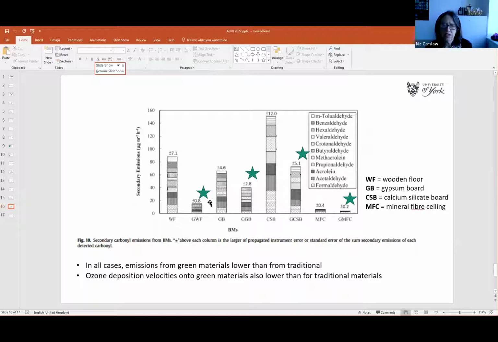And then this is a nice summary slide of basically a side-by-side comparison. So this is the kind of emission rate of the secondary products that they were looking at. And on the left-hand side for each of these pairs, we have the traditional material. And then on the right-hand side, we have the green equivalent. So we've got wooden floors, gypsum board, calcium silicate board, and mineral fiber ceiling. So in all cases, the green products seem to be doing a much better job. And that means they'll also be producing fewer of these harmful secondaries.